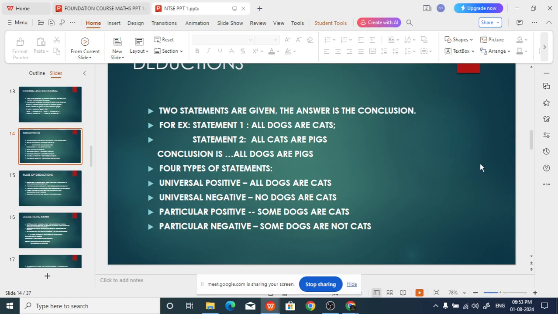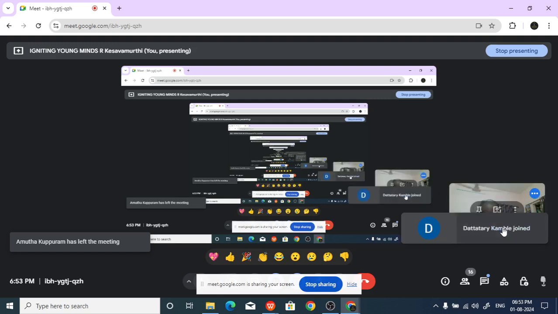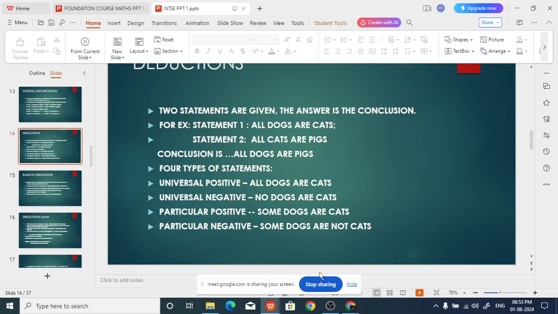Even though we normally use common sense, here we have some kind of a rule. Any such problem is called deductions, and I won't say formula, we have a rule for deduction. If you understand the rule, you can easily solve any amount of problems, any difficult question in deductions. Understood? Can we go to those rules? Yes, sir.